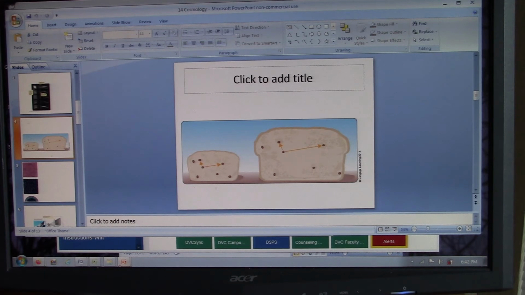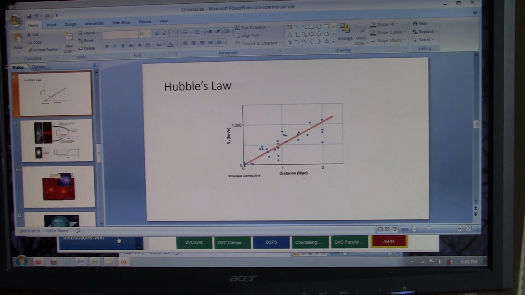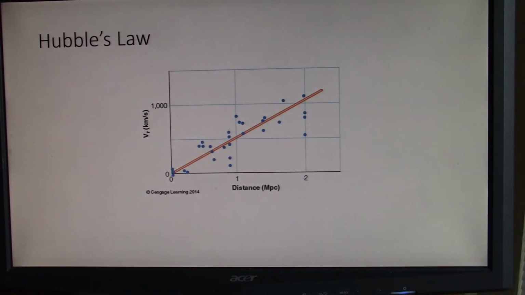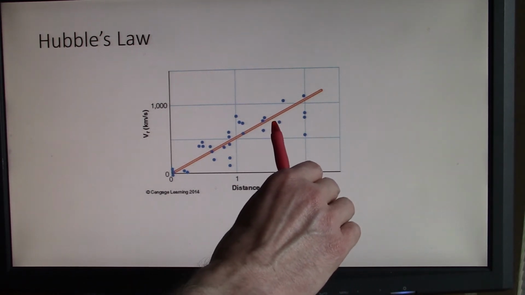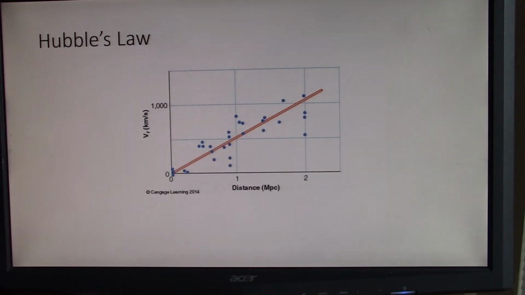Let me go back to this diagram here. So Hubble's law. This is definitely going to be on a test, right? You want to know Hubble's law: the farther away galaxies are, the greater their distance, the faster they're moving away from us. That is Hubble's law, right?